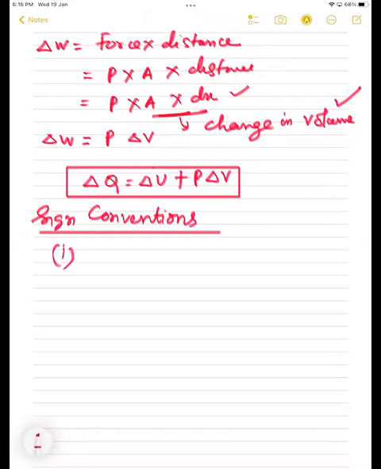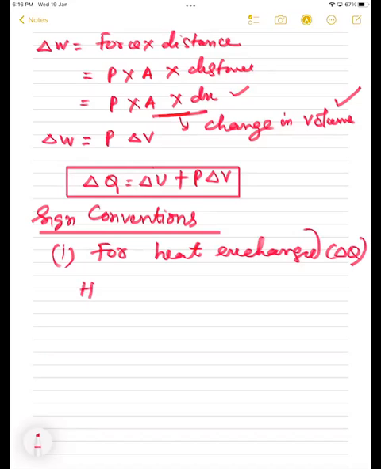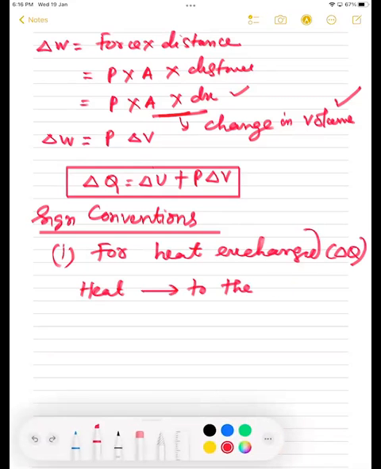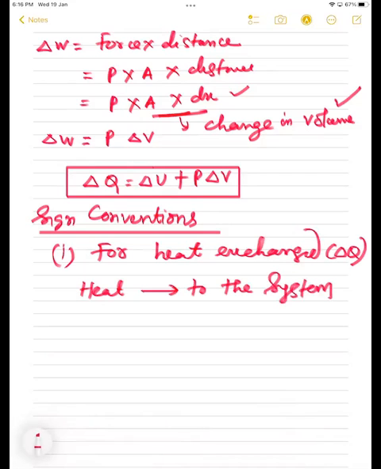So number one is for heat exchanged, delta Q. How much heat is exchanged? Delta Q amount of heat is exchanged. So heat is supplied to the system. That means you are giving heat to the system. We are supplying the heat to the system. Getting it, students? Heat is supplied to the system. But who is giving the heat? The surroundings. From the surroundings it is given. So that means here delta Q will be positive.